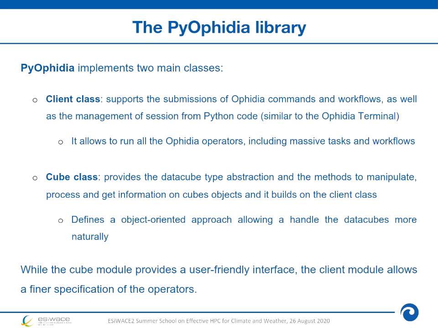From the point of view of implementation, it defines two classes providing complementary features that can also be mixed together in a scientific application. The first one is the Client class, which can be used to submit any kind of operator in a declarative, query-like format, similar to the format exploited in the Ophidia terminal. It represents a very flexible model, since it can run operators with a single method. But with respect to the Cube class, it might be less straightforward to use. The Cube class defines, in fact, the data cube type abstraction, which allows for the creation and management of remote cube objects. This class represents a more natural and also user-friendly way to manage data cubes and perform data analytics. Anyway, the Cube class internally also uses the Client class to connect to the Ophidia server.